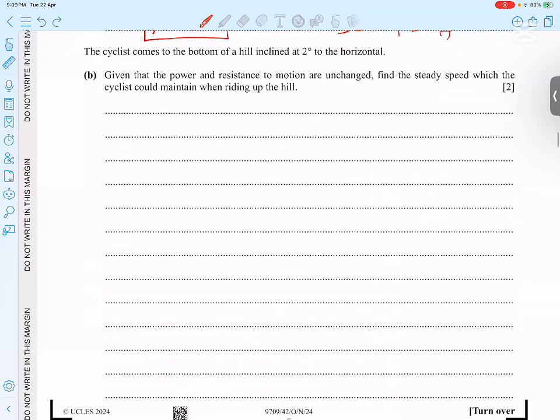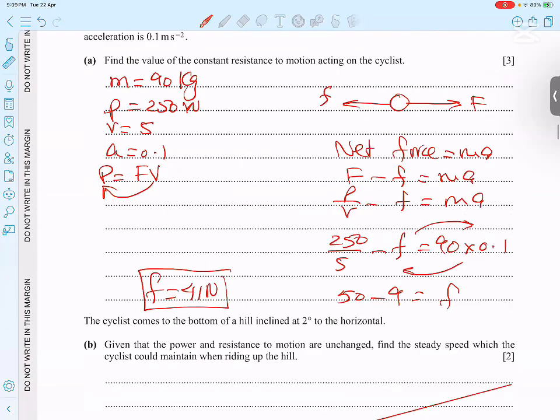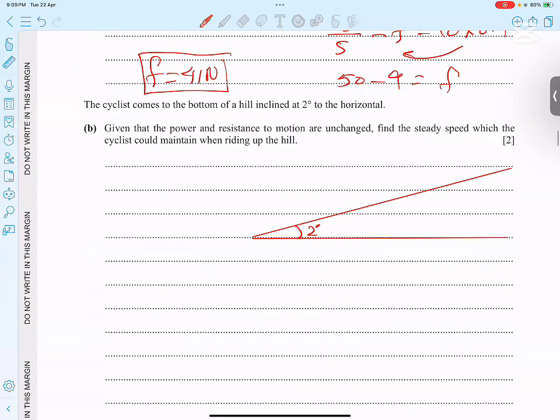Let's go for the next part. The cyclist comes from the bottom of the hill, inclined at 2 degrees to the horizontal. So let's talk about horizontal. This is 2 degrees. And it is given that power and resistance to motion are unchanged. So power remains 250. Friction remains 41, the same.